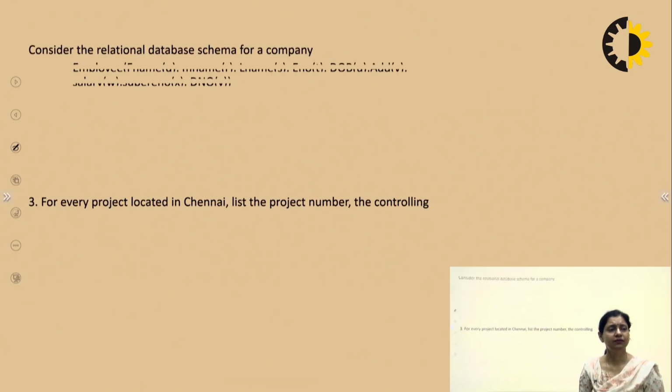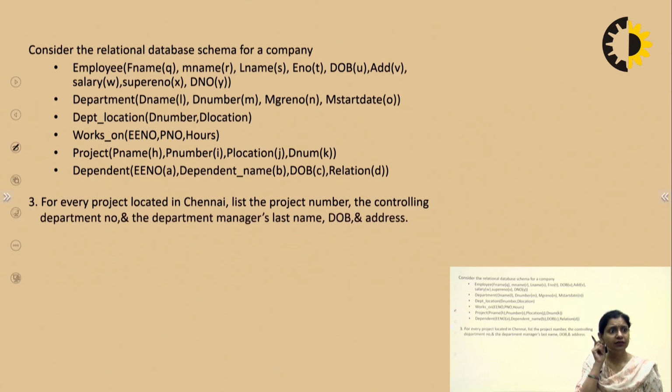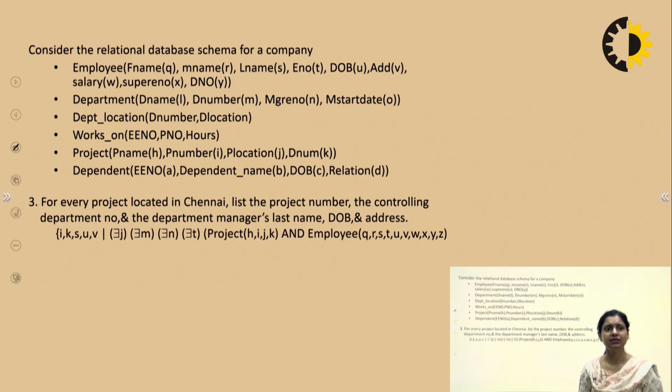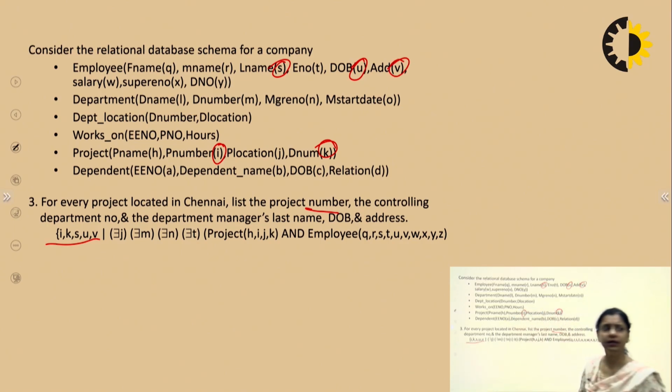The next we have again the same tables. The third one is for every project located in Chennai, list the project number and controlling department number, the department manager's last name and date of birth and address. So we'll be finding out the project number. The project number is I. The controlling department number, the department number is K. The department manager's last name would be S. Then date of birth, that is U, and address, so that is V. All these are taken over here.